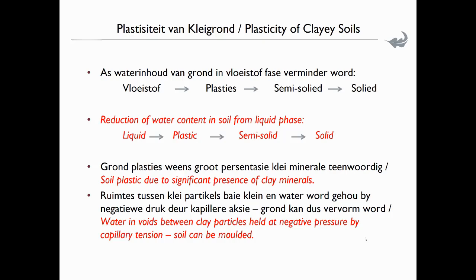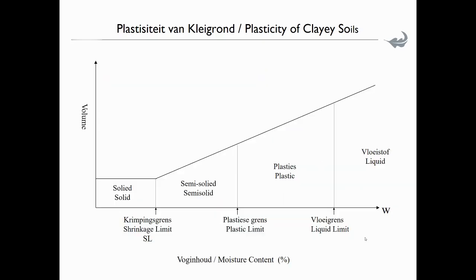The soil is plastic due to significant presence of clay minerals, and the water in the voids between the clay particles are held at negative pressure by capillary tension. So the soil can be molded and deformed.